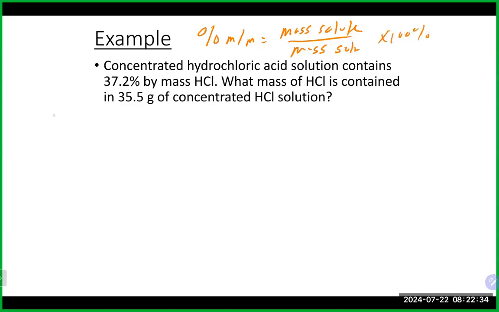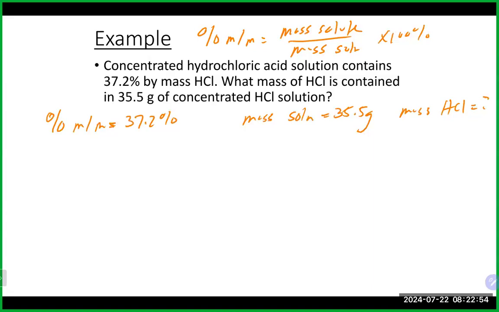In this case, they did give us the percent mass to mass, which is 37.2%. We also have the mass of the solution, which is 35.5 grams. And we're looking for the mass of the HCl in this particular case. So even in this problem, they did tell you it was the solution. I would know that I'm actually looking for the mass of the solute in this case, because the name of the solution is the solute. So if you're looking for the mass of the HCl, that would definitely be your solute.